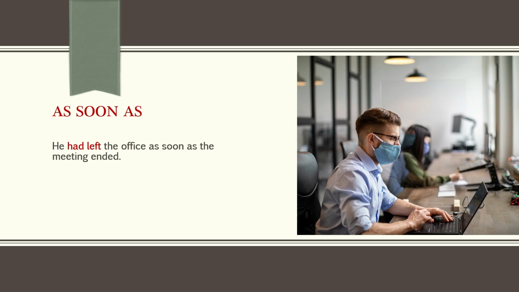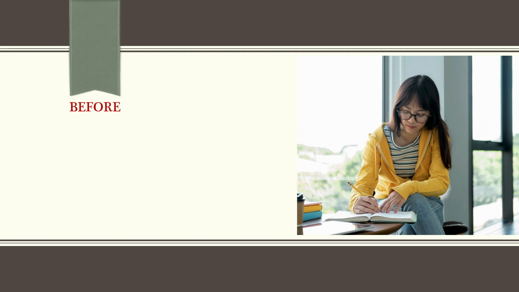Next, we'll see how before works in a sentence. Look at this example. She had finished her homework before her friend arrived. She had finished her homework. This happened first. Her friend arrived. This happened after she finished her homework.